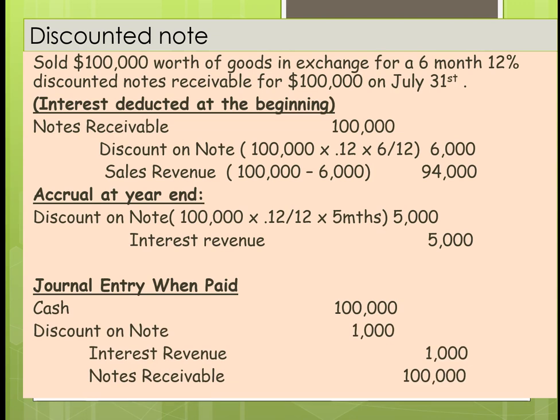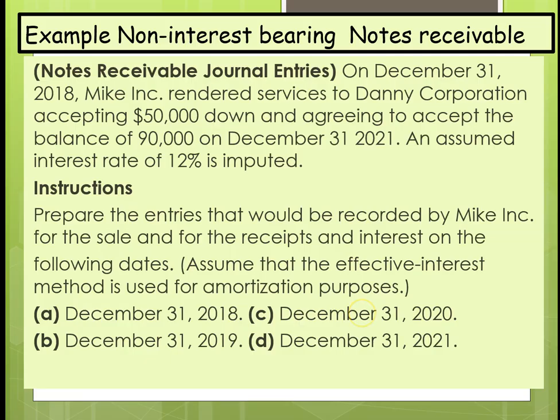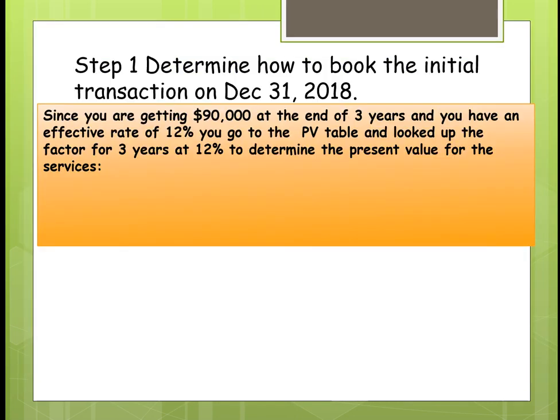Now, what happens if we have a non-interest bearing note? On December 31st of 2018, Mike rented services, received $50,000, and agreed to accept $90,000 3 years later, and there is implied interest of 12% for these services. So, if you're getting $90,000 in 3 years, it's not worth $90,000 today. And remember, the higher the interest rate, the lower the current value. So in this case, $90,000 at 12% is only worth $64,060 in today's dollars.